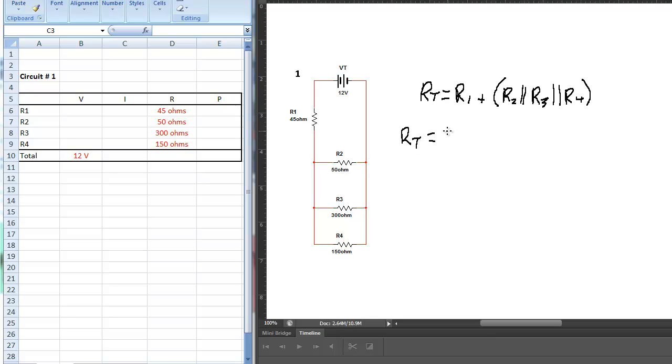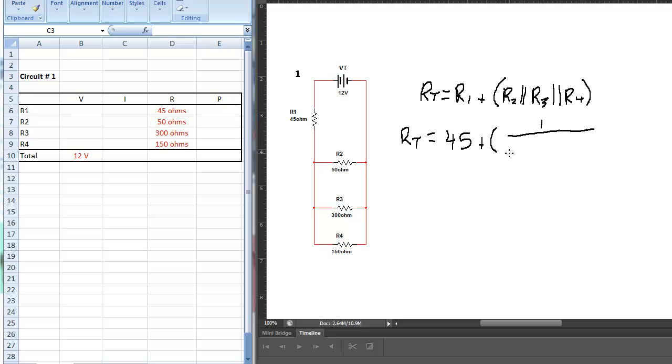Now, since these are all in ohms, I'm going to skip putting the units in, but don't forget that some of these other examples have kilo ohms, so you have to remember which unit you're using at all times. So that'd be 45 ohms plus. Now, you can see here, there's no nested parentheses. So you're literally just putting this resistor in parallel with this one, in parallel with this one. So we use our resistors in parallel formula.